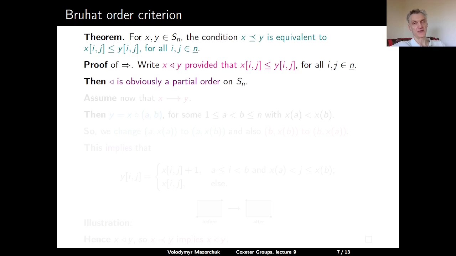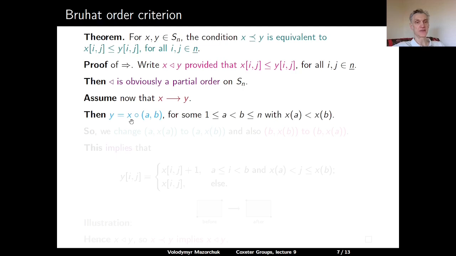Then, directly from the definition, it follows that this triangle is a partial order on Sn. Assume that we have two elements x and y, which have the arrow relation between them, so x → y. Then y is equal to x after a comma b for some a and b between 1 and n, such that a is smaller than b, but x of a is smaller than x of b.